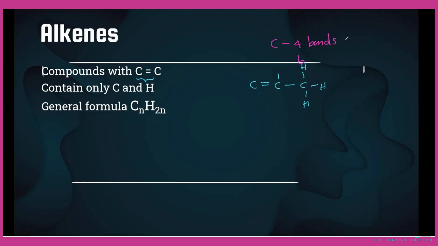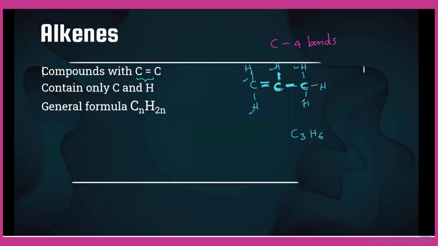So 4 bonds at maximum. I have completed 4 bonds for this carbon, and there are already 4 bonds for this carbon too. 1, 2, and then 3, 4. So I am not supposed to draw a 5th bond. So only 1 hydrogen is attached to the 2nd carbon. And over here, to complete 4 bonds, I can draw 2 more bonds. So here is the hydrogen, here is the hydrogen. Then C3H6 is what I'm getting.